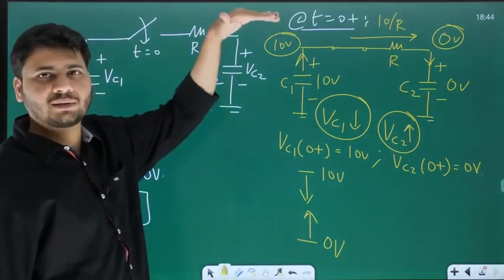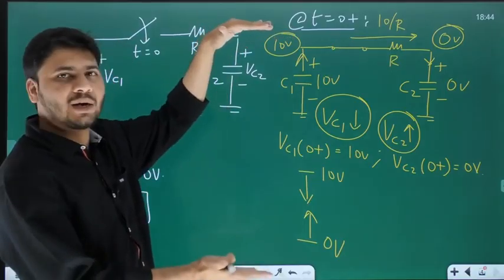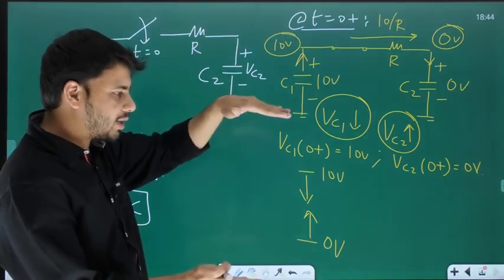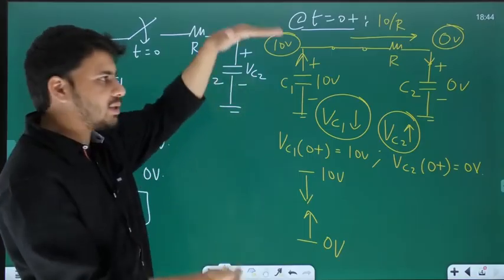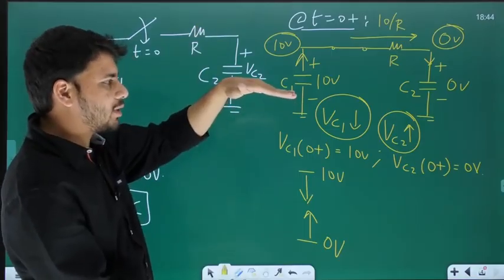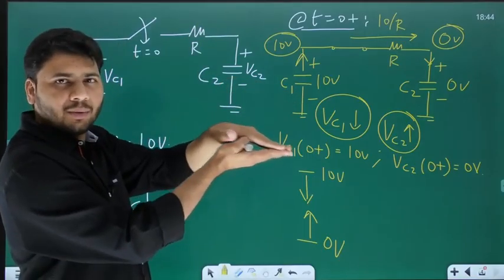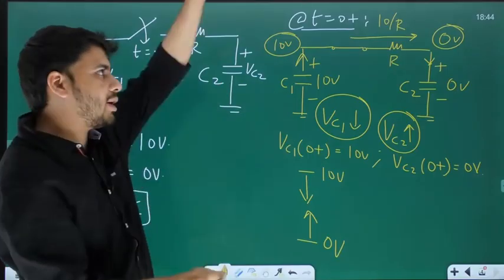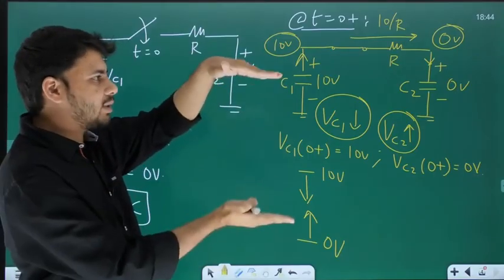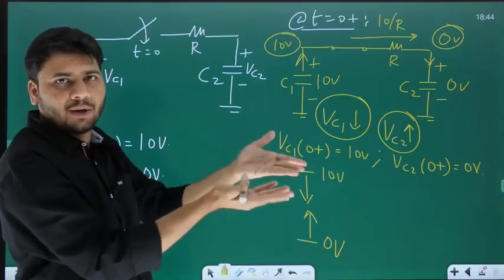So VC1 starts at 10 volts. VC2 starts at 0. VC1 is decreasing, VC2 is increasing. One is decreasing, the other one is increasing. At some point, both will become equal.